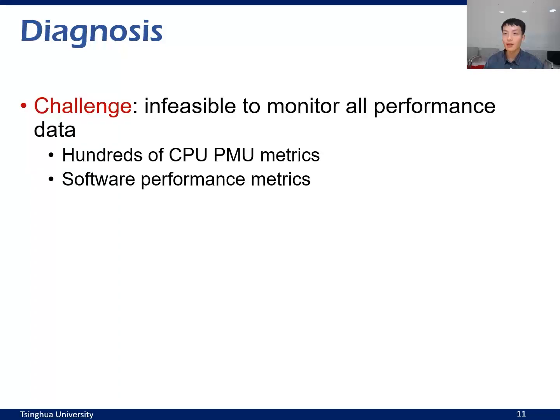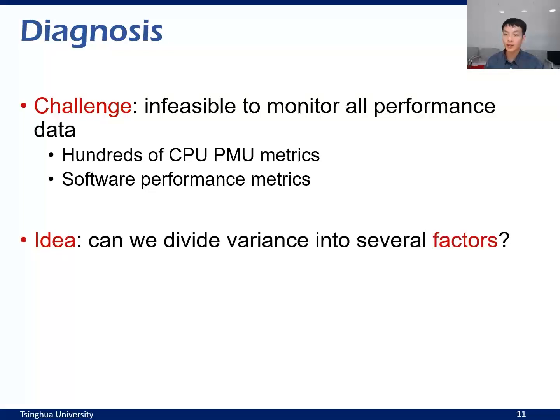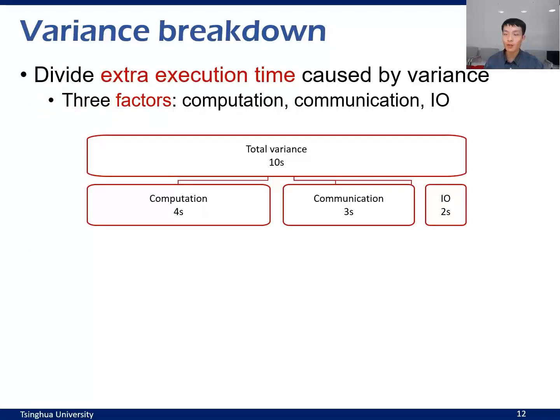Now, let's come to the diagnosis of variance. One challenge is that there are too many performance data and it's infeasible to monitor all of them at the same time. For example, there are hundreds of CPU PMU metrics and also extra software performance metrics. To diagnose variance, our idea is based on dividing variance into several factors. For example, we can at least divide the execution time caused by variance into three factors. That's computation, communication, and I/O, since Vapro collects them separately.